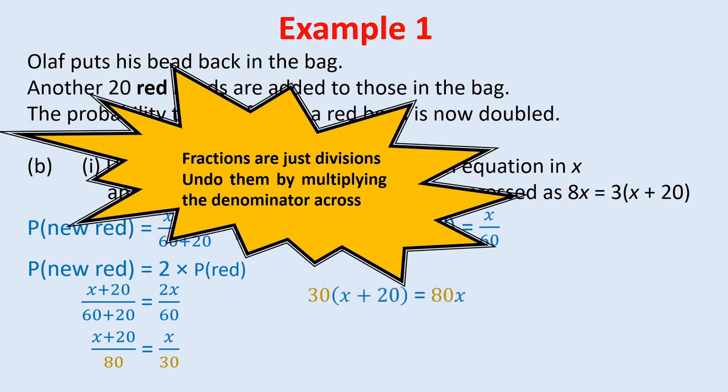So I've taken my 30 from the bottom of this fraction over to this side, and I've multiplied it by the x plus 20. And I've put that in brackets to show that the 30 is multiplying by everything here.